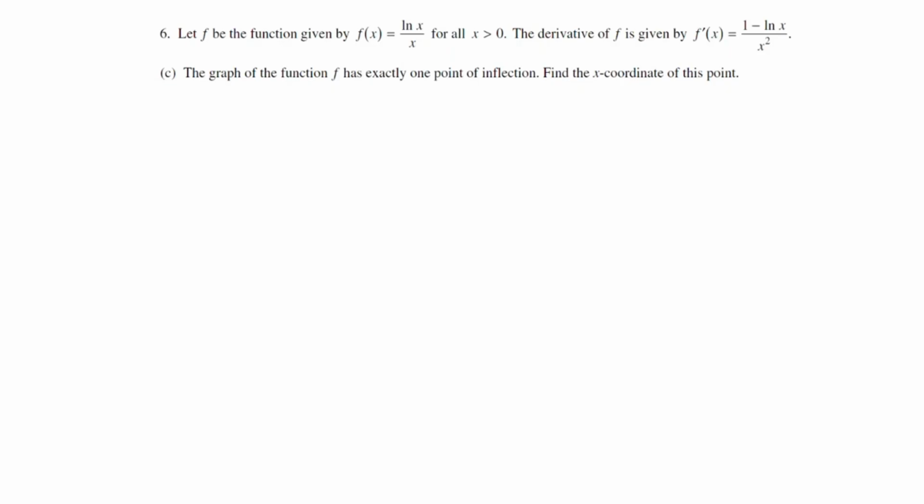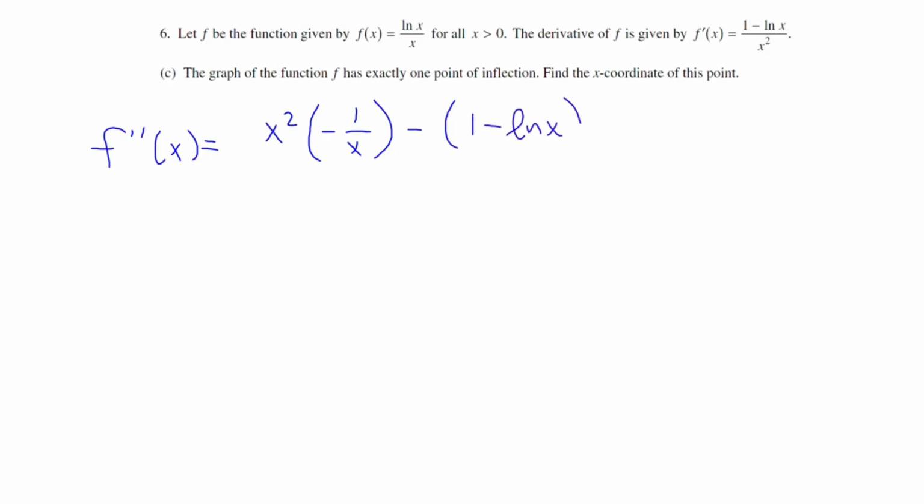In part C, it says the graph of f has exactly 1 point of inflection. Find the x-coordinate of it. That means we need a second derivative to find when we have a point of inflection. So we'll use the quotient rule: the denominator times the derivative of the numerator, where the derivative of 1 is 0, and the derivative of negative ln x is negative 1 over x, and then minus the numerator times the derivative of the denominator, all over the denominator squared.